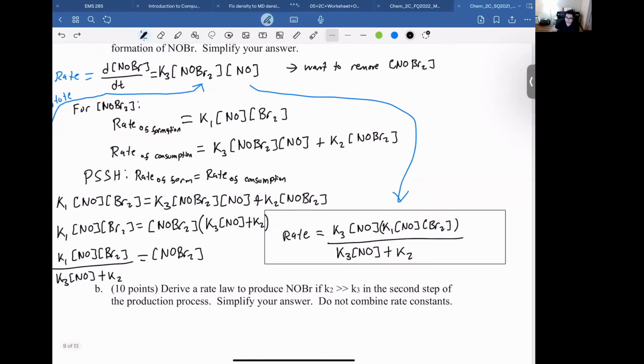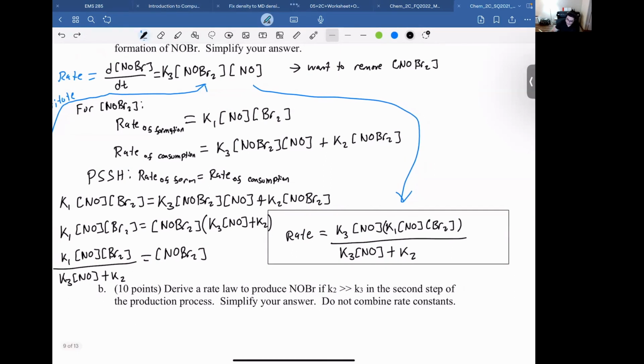And then you can go ahead and simplify this. So simplifying this out, you can bring the NOs together, right? So distributing, that's NO squared on top. I'm going to move the K's together to make this a little bit nicer. Now I'll move these over. And then that is the answer. K3 times K1 times NO squared times Br2 over K3 times NO plus K2.